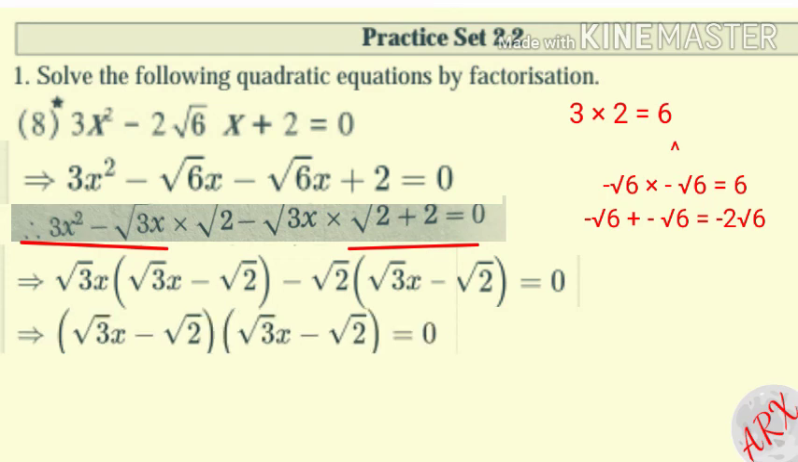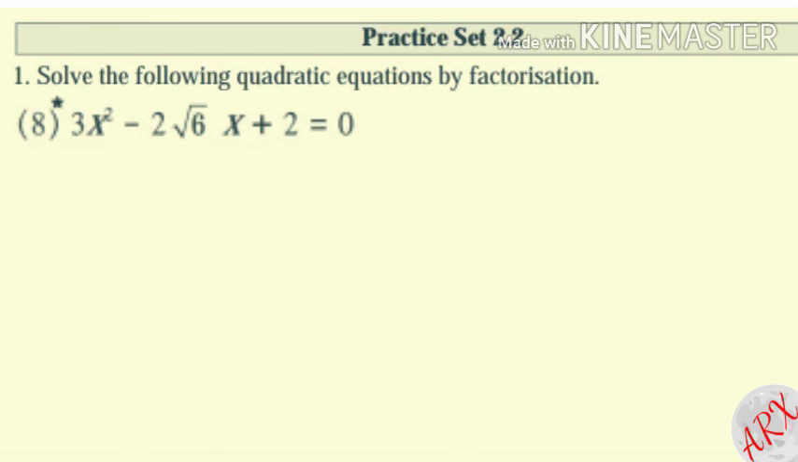Now take root 3x minus root 2 common in one bracket, and the remaining terms will be root 3x minus root 2 equal to 0. After solving we will get root 3x equal to root 2. So x will be root 2 upon root 3. Hence, root 2 upon root 3 are the roots of the quadratic equation.